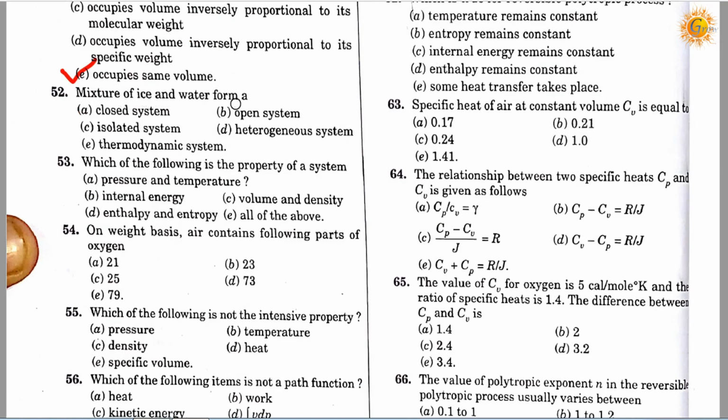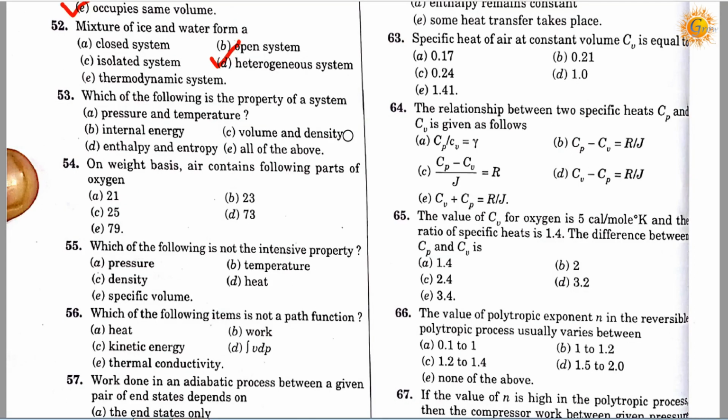Question number 52. A mixture of ice and water forms: option A, a closed system; option B, an open system; option C, an isolated system; option D, a heterogeneous system; option E, a thermodynamic system. Correct answer is D, it's a heterogeneous system.